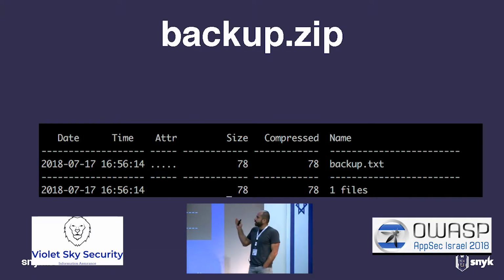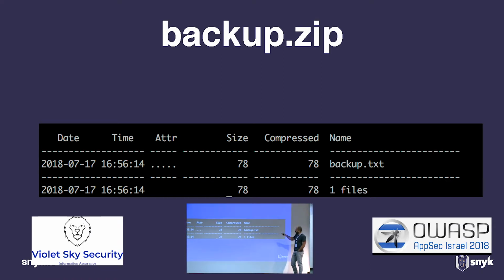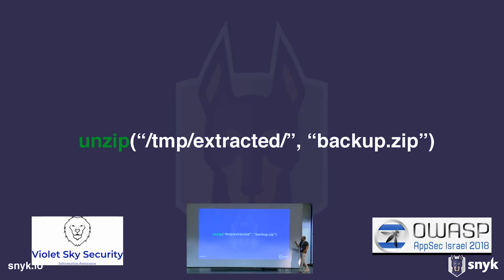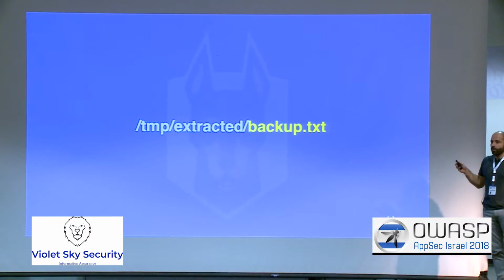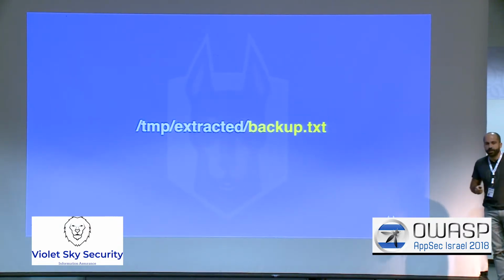Basically, if we take a sample backup zip file that has a single file, backup.txt, and call this function, providing the destination folder /tmp/extracted with that backup file, what will happen is what we would expect, right? The txt file would get extracted into the temp extracted folder.